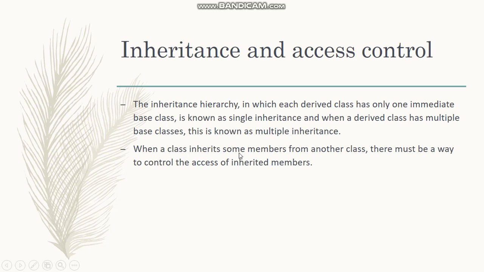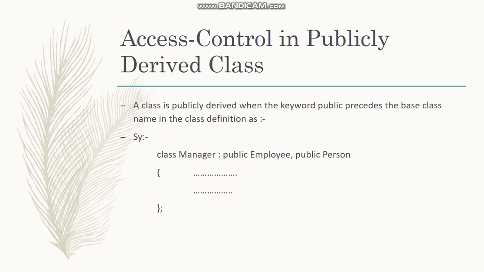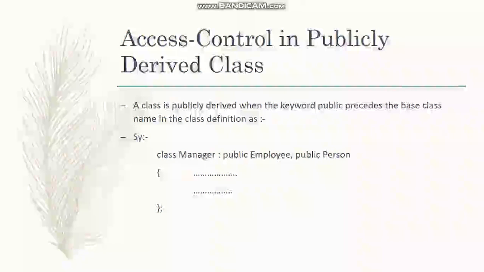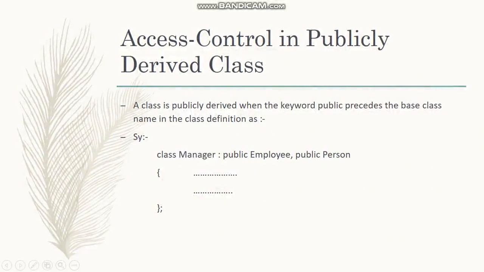When a class inherits some members from another class, there must be a way to control the access of inheritance. So while using inheritance, there must be access control over some members. So let us see that. First one is access control on a publicly derived class. A class is publicly derived when the keyword public precedes the base class name in the class definition.